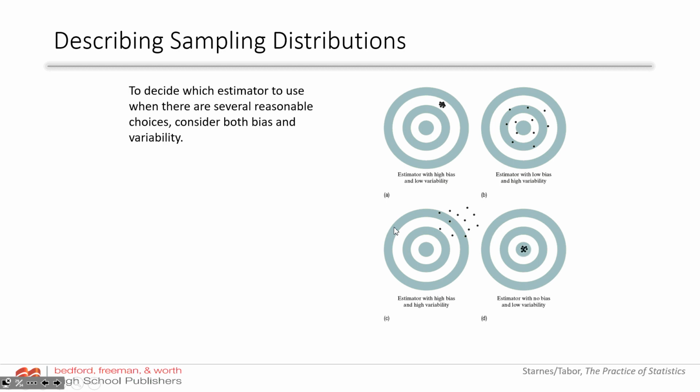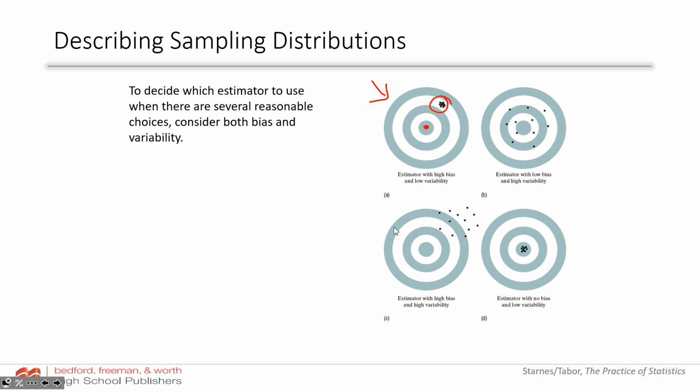So I really like this visual here. To decide which estimator to use when there are several reasonable choices, you need to think about both bias and variability. So take a look at this visual here. In the upper left corner, think of the bullseye in the target. This bullseye is the population parameter value, whether it's a mean or a proportion or a range, whatever it is.